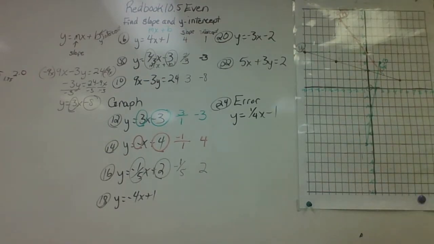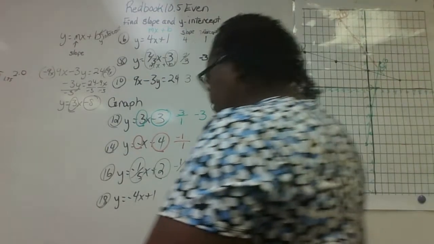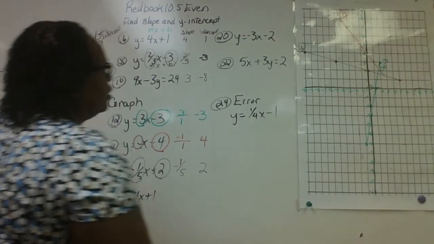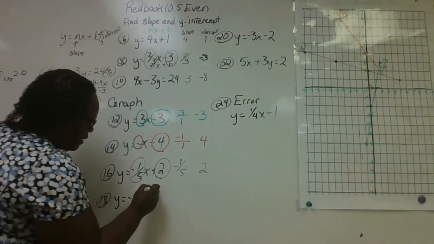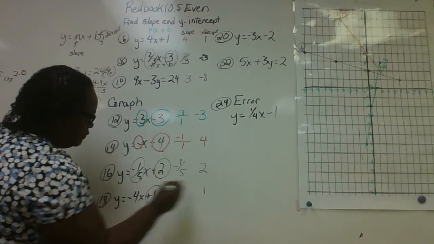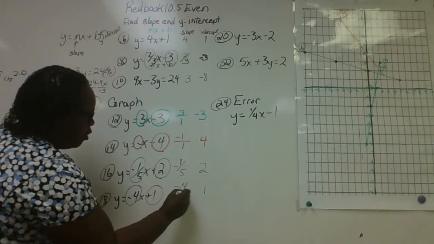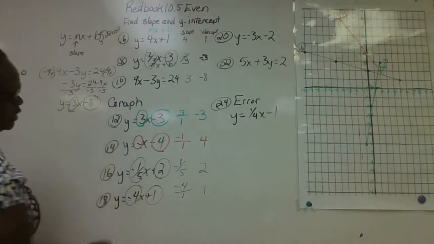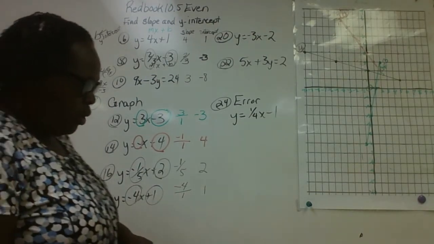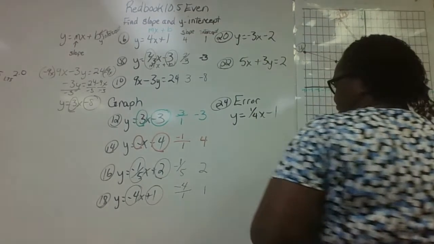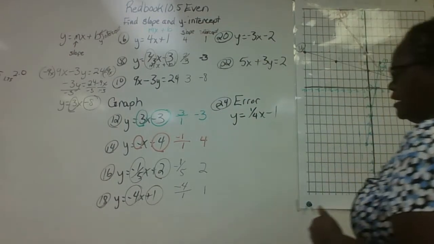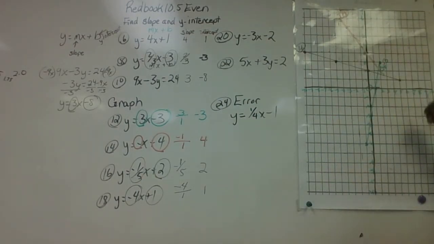All right, and then lastly, number 18. Okay, we're going to have an intercept of +1 and a slope of -4 over 1. Remember, when it's a whole number, we must put it over 1 so that we can have a run. Got to have a rise and a run. So let's take a look. We're going to start at +1.